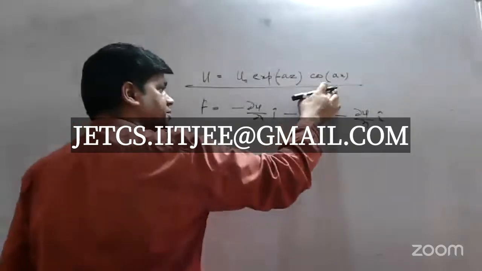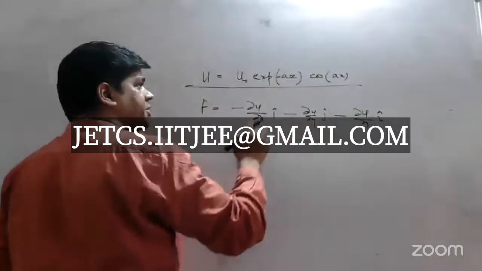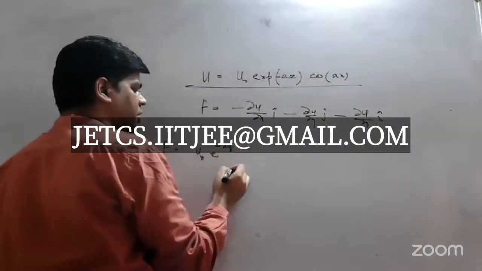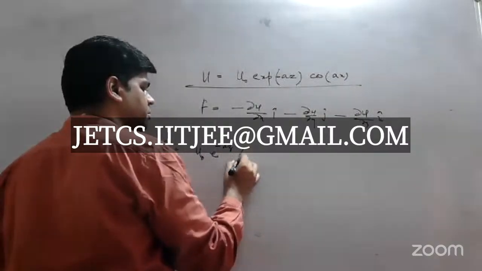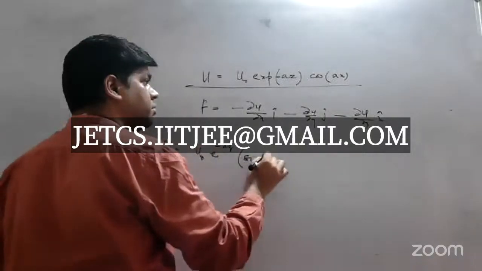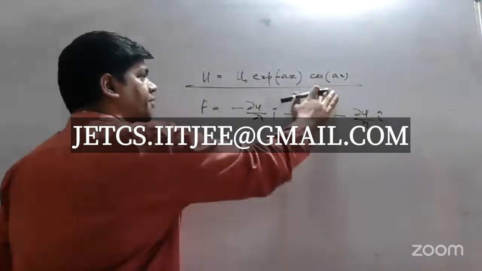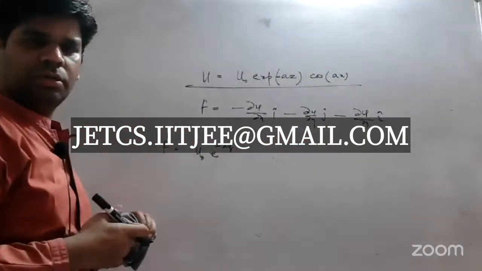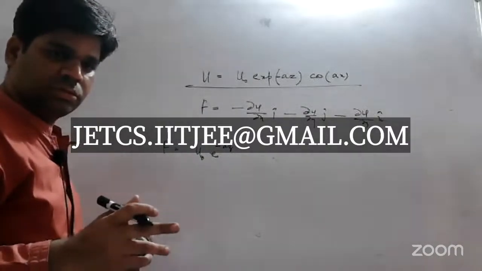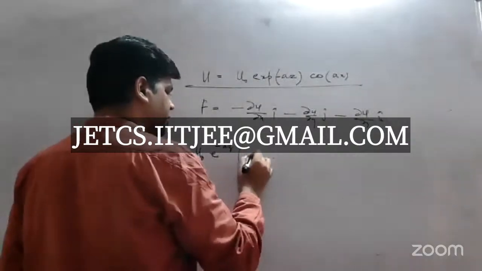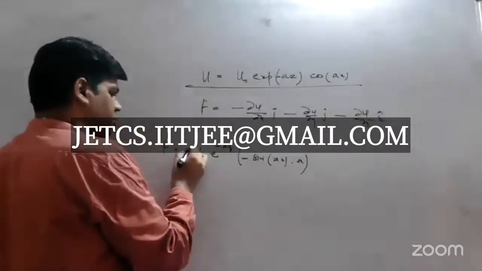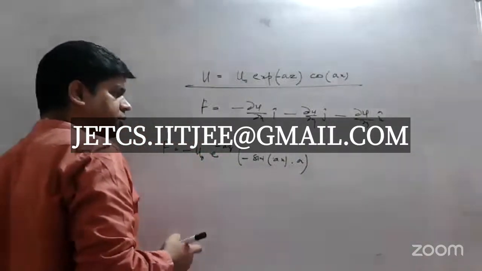When I differentiate this partially with respect to x, y and z become constant. So U naught e power minus az is constant. Derivative of cos is, what is the derivative of this one? How do you differentiate cos ax? Chain rule. Minus sin ax into a. So minus and minus become positive. So this is my i cap.